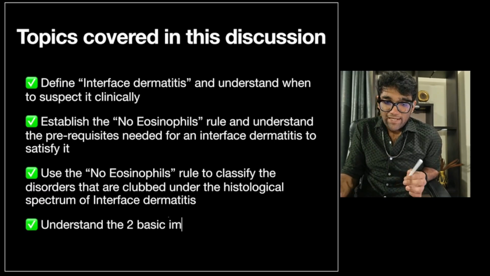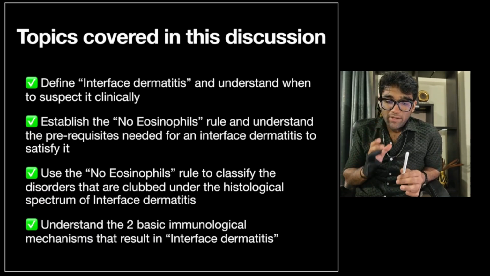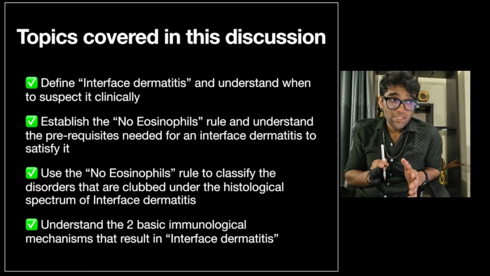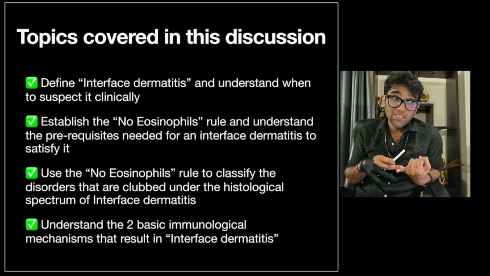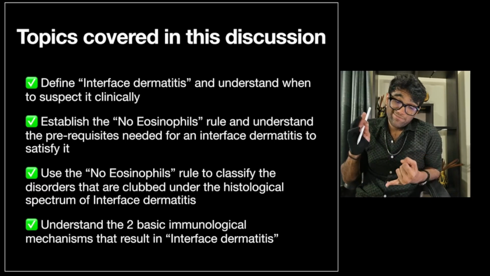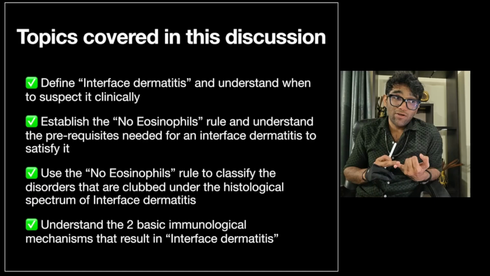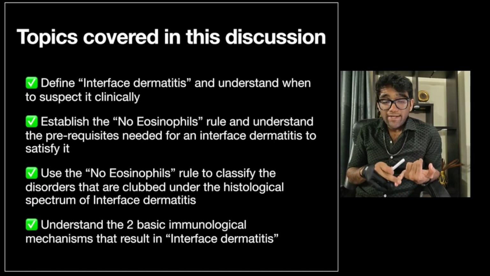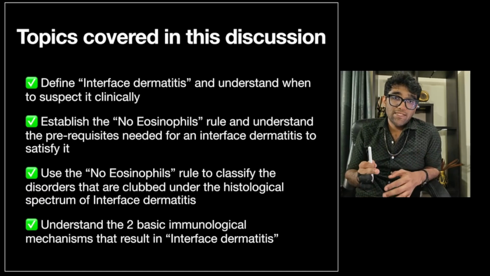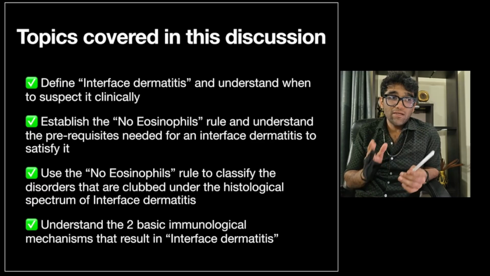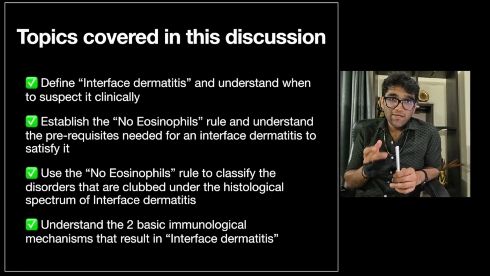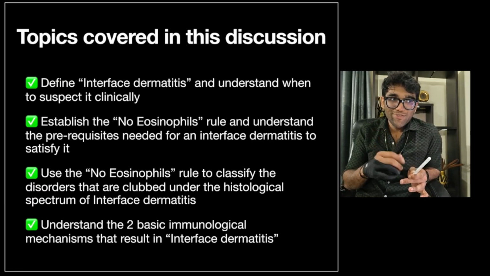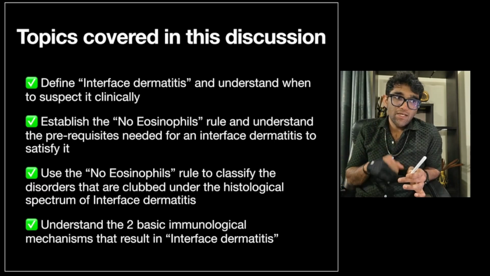clinically. Finally, we've understood the two basic immunological mechanisms that result in interface dermatitis: Th1 polarization with production of type 2 interferon, or interferon gamma, and secondary activation of CD8 plus T cells that damage the basal epidermal cells, resulting in confluent necrosis. The prototype of that is erythema multiforme. And when it is not acute, that follows the no eosinophil rule and doesn't show lichenification.